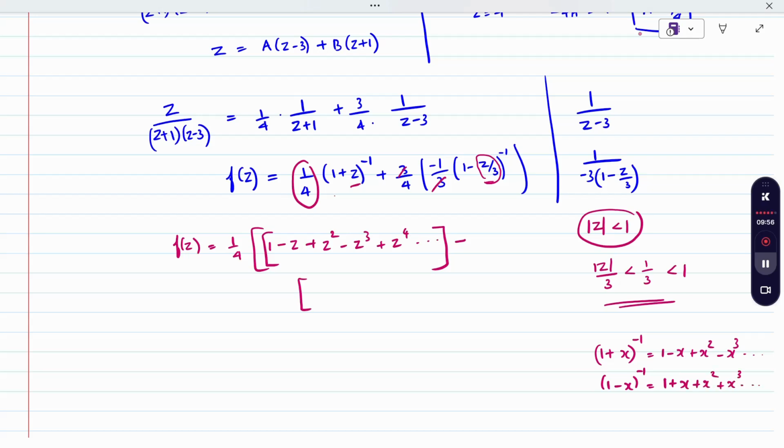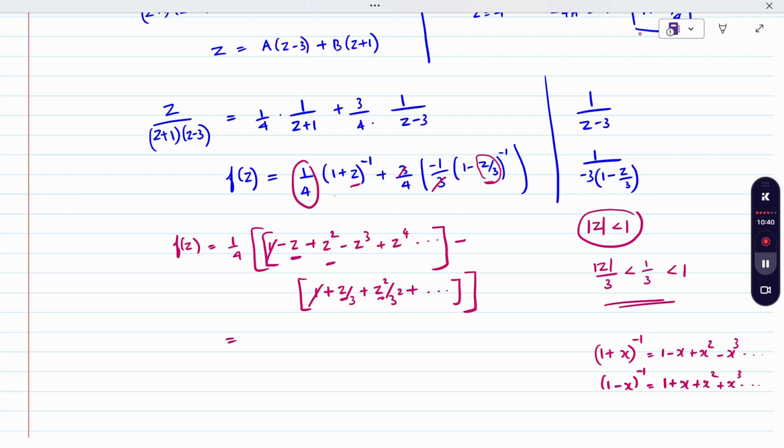Now when I write it, 1 plus z by 3 plus z squared by 3 squared plus, etc. Now simplify it. When I simplify it, 1 and minus 1 get cancelled. Correct? So the next term is minus z, then z squared by 3 squared, and so on. Everywhere I have z square also, and z cube also. 1 and minus 1 only get cancelled.